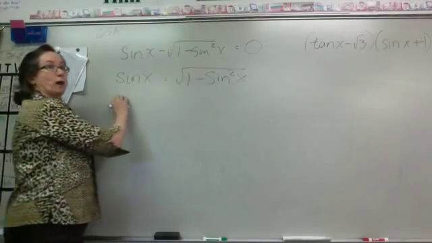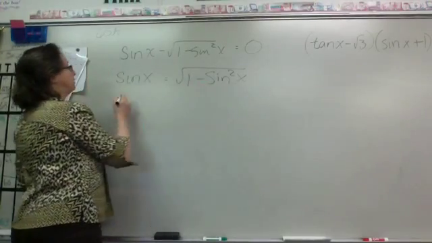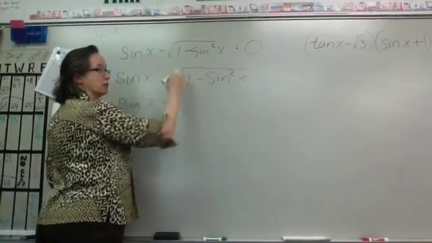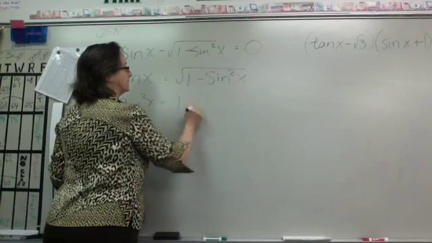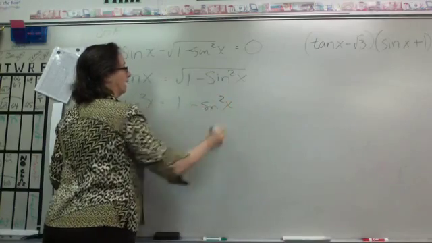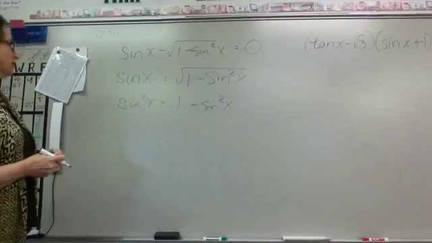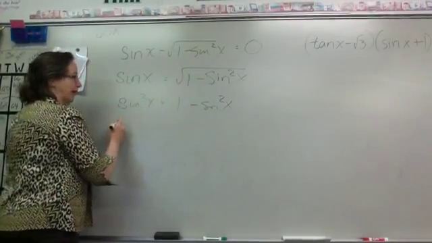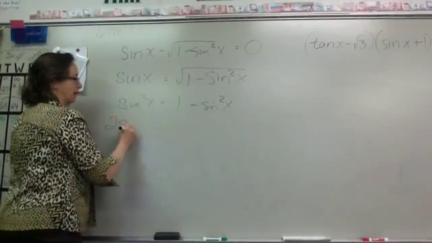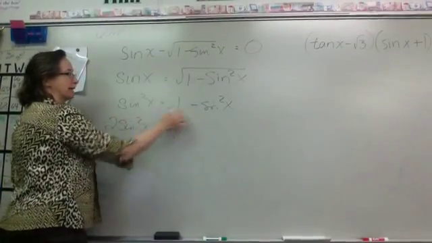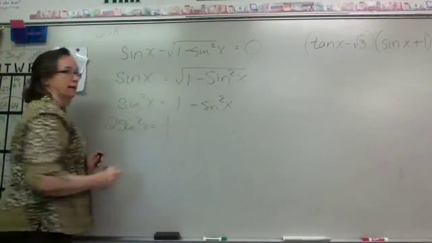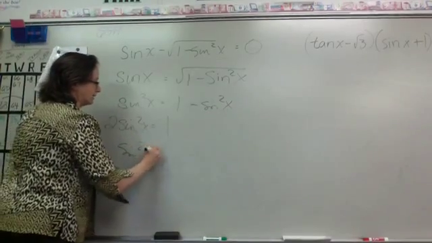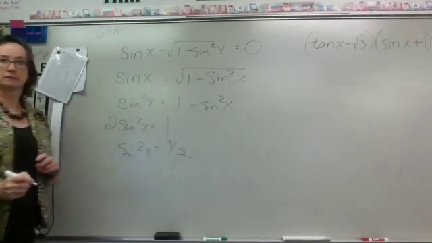Okay, so we're going to square both sides. And when we do that, we're going to get sine squared x equals, and then when we square that, we're going to get 1 minus sine squared x. So we've squared both sides of the equation, and now what's going to happen when we bring this over? We're going to have 2 sine squared x, because they're both sine squared, equals 1. Okay, and then we're going to have sine squared x equals 1/2.